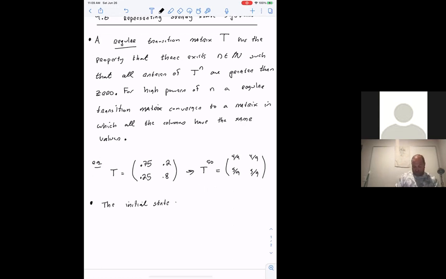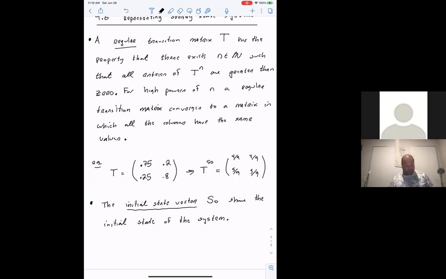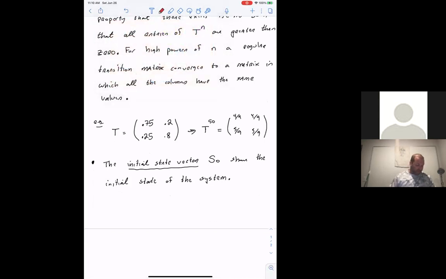state vector. We'll call it S sub 0. The initial state vector S sub 0 shows the initial state of the system. Where are we starting? We have our transition probabilities, which tells us the likelihood of things moving and whatnot. But at the end of the day, if we want to actually calculate how many, then we need to know what we start with and how we transition so we can calculate what we end with. Let's do an example to illustrate that.